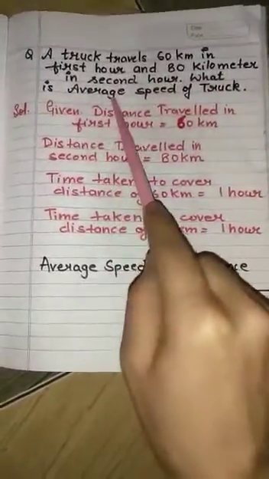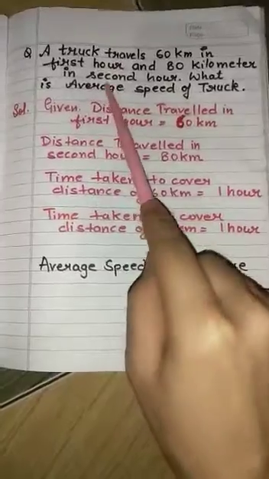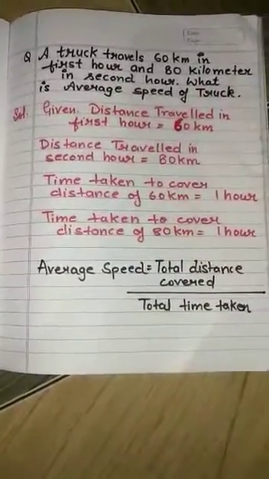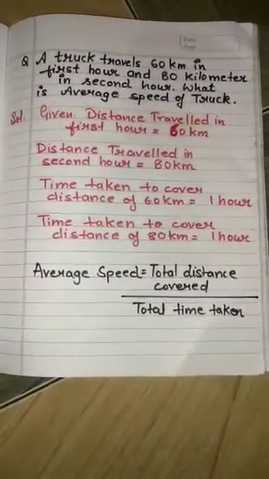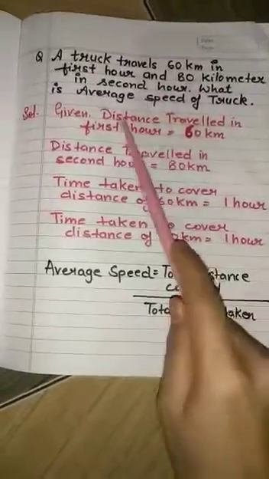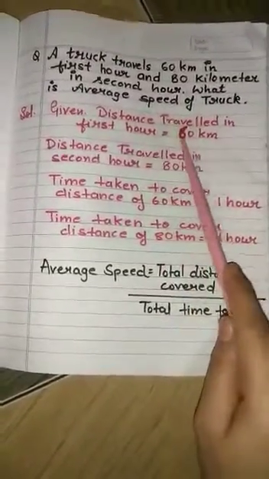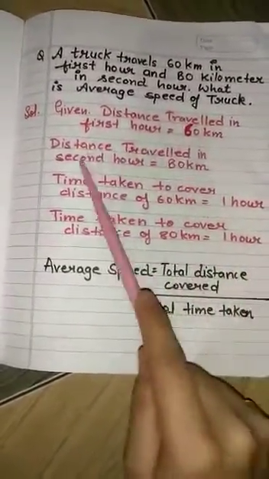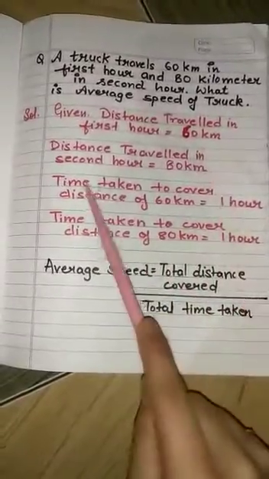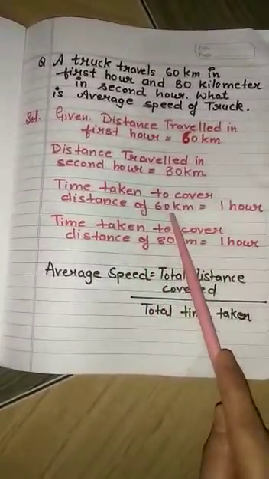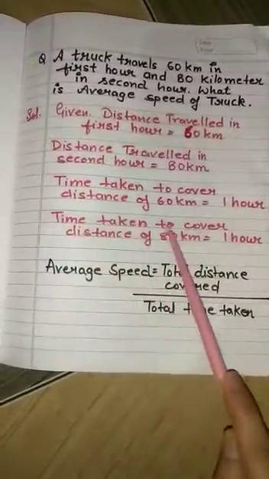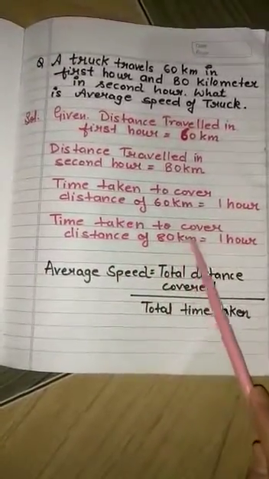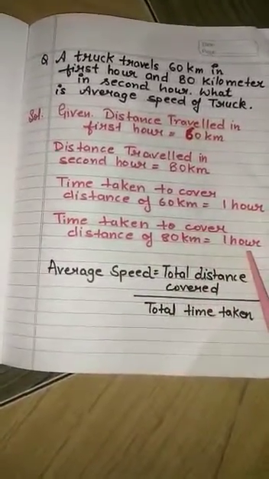As I told you, average means total. So you need to find the total distance and total time taken. Write the given data first. Distance traveled in first hour 60 km. Distance traveled in second hour 80 km. Time taken to cover the distance of 60 km is 1 hour. Time taken to cover the distance of 80 km equals 1 hour.